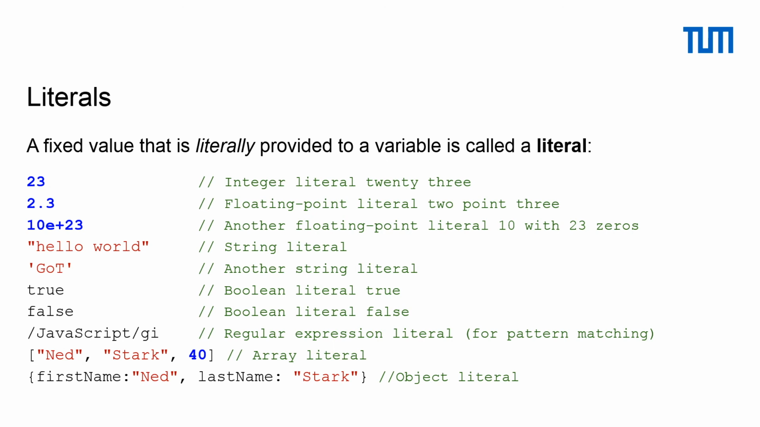So far, we talked about variable names, the identifiers, and variable declarations using the keywords var, let, and const. Ideally, each variable is assigned with a value. A fixed value that is literally provided to a variable is called a literal. There are several types of literals, including integer, floating point, string, boolean, regular expression, array, and object literals.